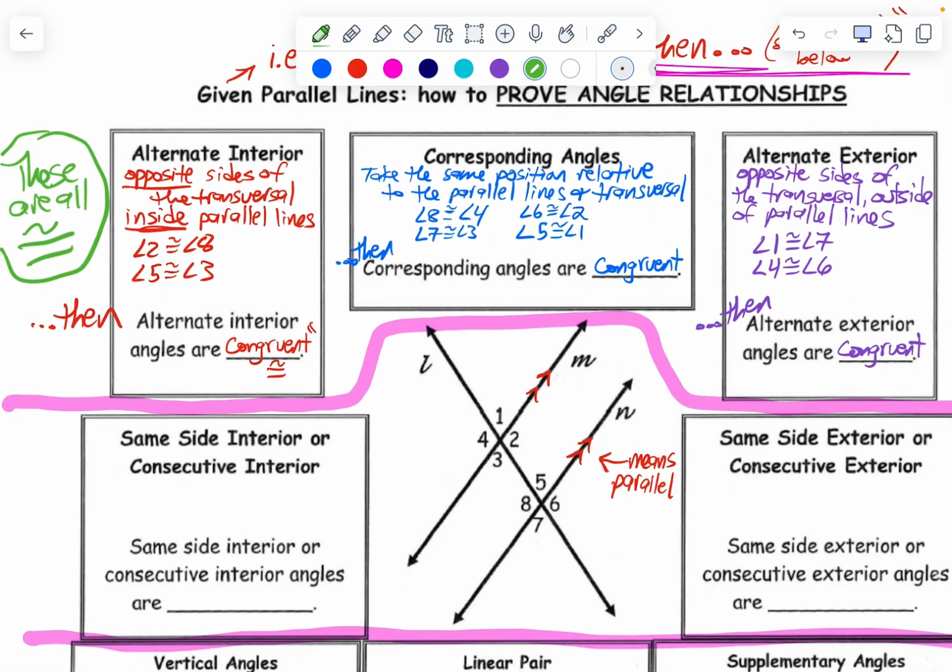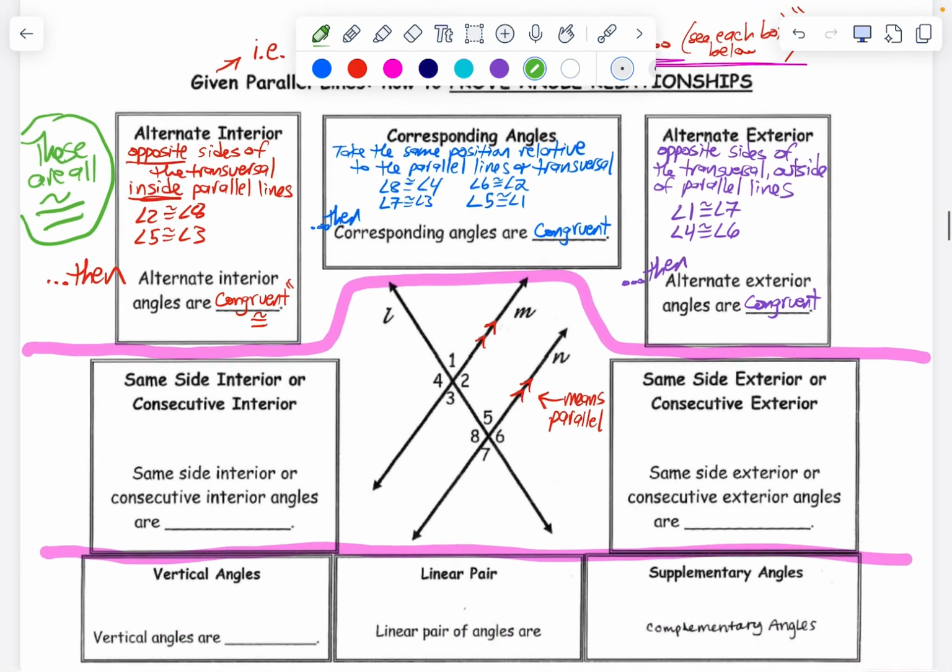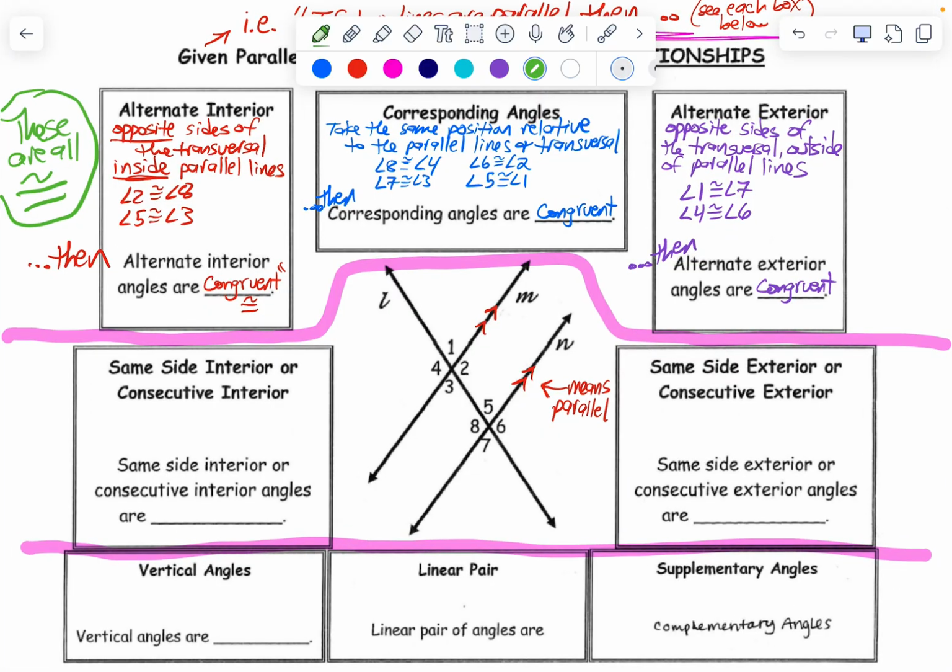Okay, let's define the next set. There's only 2 of these, and that completes the 5 new ones. Okay, same side interior, or you can call them consecutive interior. I'm going to put that in parentheses. Honestly, most of the time, if not all the time, I will say same side interior because it's more descriptive. Okay, so let's see if you can come up with your own definition. Same side, what do you suppose that means, same side of? Transversal. Yeah, the same side of line L, the transversal. So they're on the same side of that. Interior means between the parallel lines.